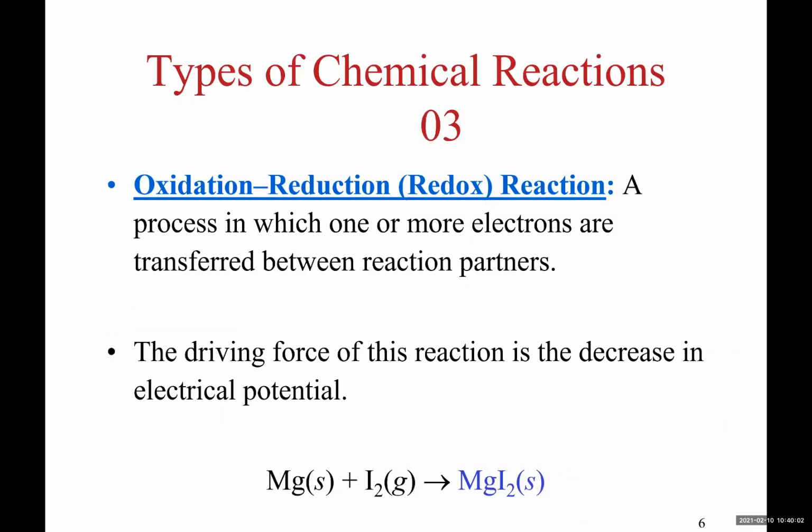So this is the reaction we are talking about. A redox reaction is an oxidation reduction reaction. Look at this reaction of magnesium metal, solid magnesium metal, reacting with iodine gas. Solid iodine is easily converted to gaseous iodine. And in the gas phase, iodine is going to gain electrons, magnesium is going to lose electrons.